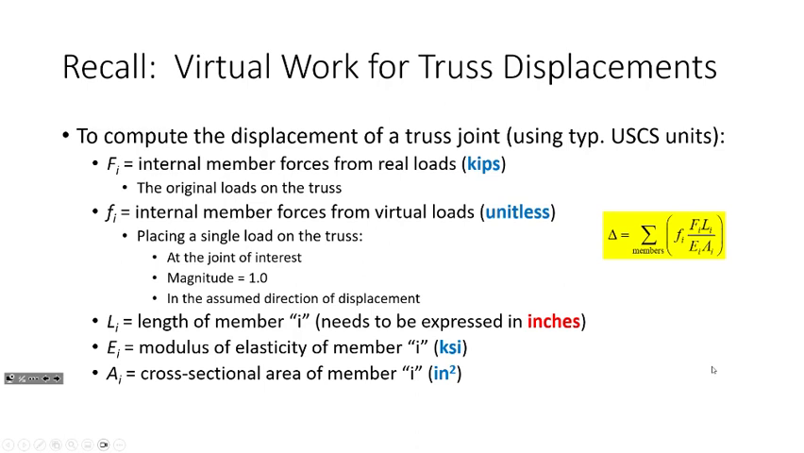Is that a fair point? Now, we didn't do it that way when we did truss analyses. Instead, all we did is we said, let's just convert the member lengths to inches and just multiply everything directly. It was a little easier, okay?